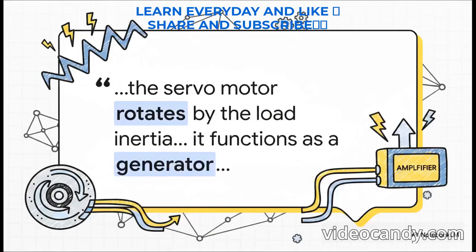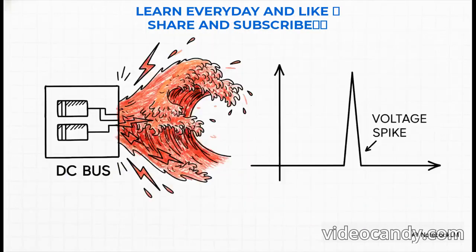And hey, this isn't just some theory. The engineering manuals spell it out in black and white. Because of inertia, the motor functions as a generator, and that power comes flying back to the amplifier. So this isn't a bug, it's a totally predictable and pretty powerful consequence of physics.